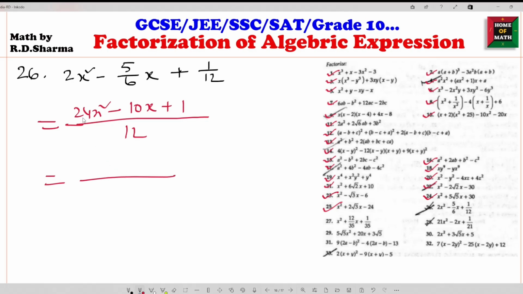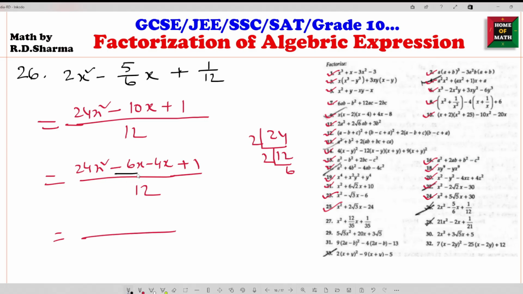Now look, 24 times 1 is 24. Once we divide by 2 it becomes 12, divide by 2 again and it becomes 6. So 6 plus 4 means 10, and 6 times 4 means 24. So we can write 24x² − 6x − 4x + 1 divided by 12. Look, minus 6 minus 4 means minus 10, and 6 times 4 means 24.